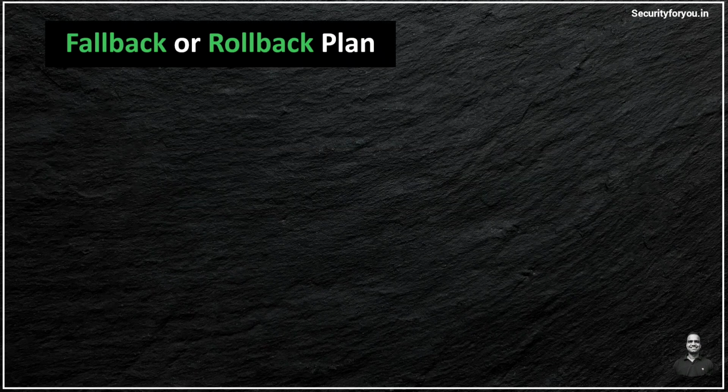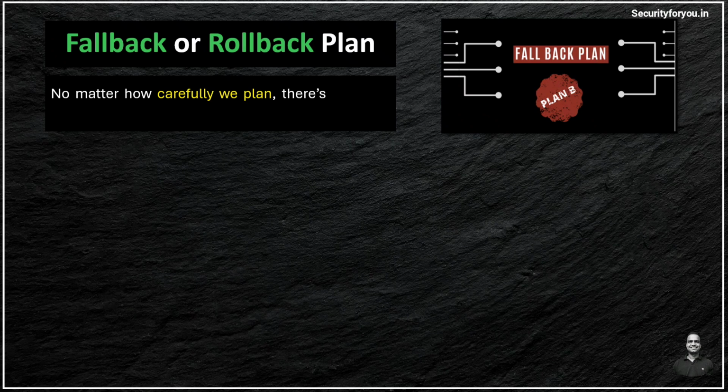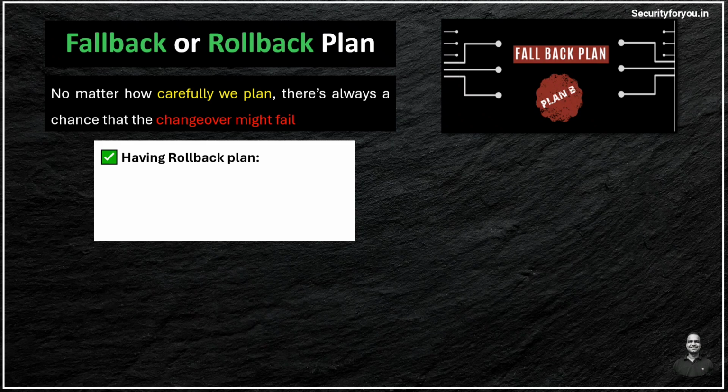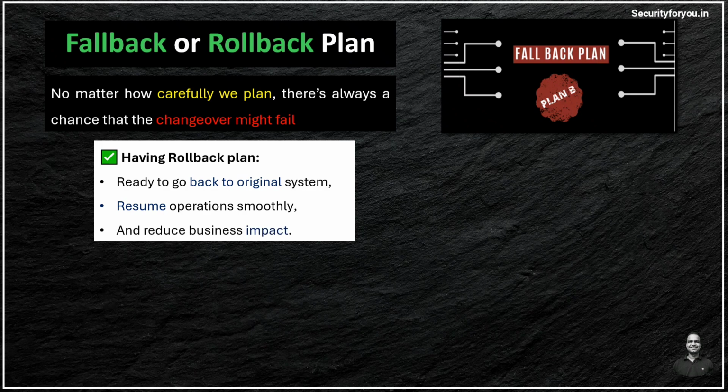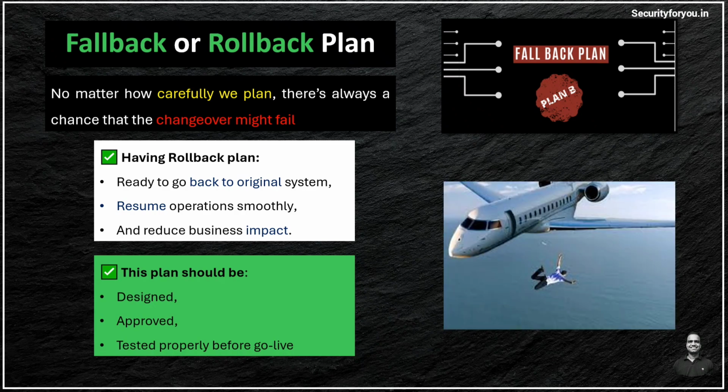Let's talk about the fallback, also known as the rollback plan. No matter how carefully we plan, there's always a chance that the changeover might fail, right? So having a fallback plan means being ready to go back to the original system and resume operations smoothly and reduce business impact, right? So this plan should be designed, approved, and tested properly before going live. And always remember, not having a fallback plan is like jumping from a plane without a parachute. You hope things go well, but if they don't, the damage could be massive, right?